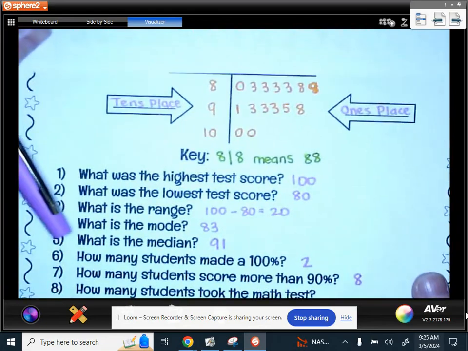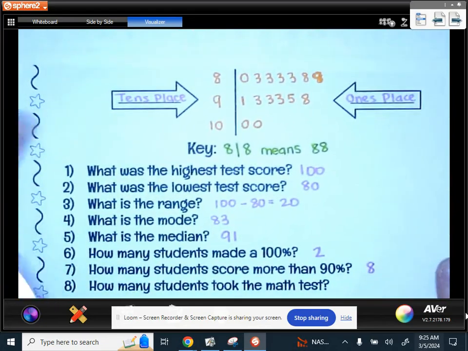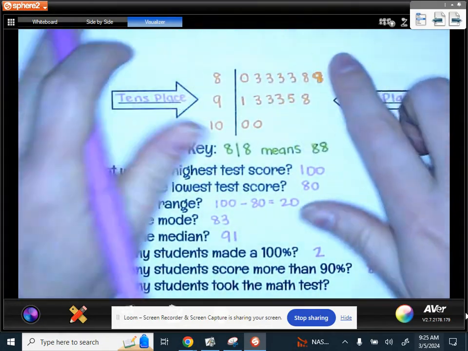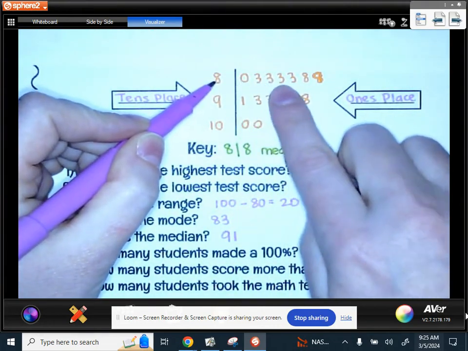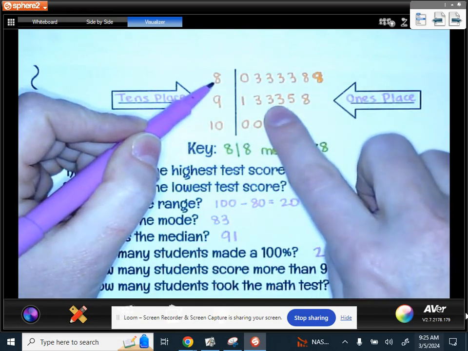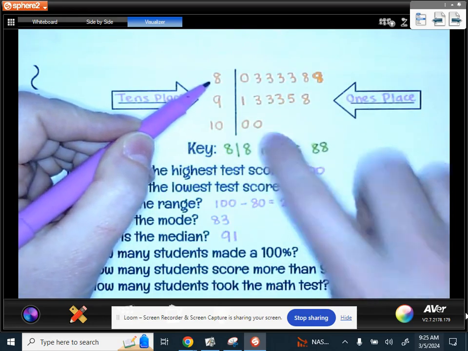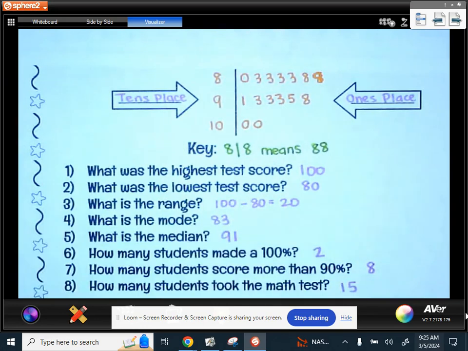And then for how many kids took the test, that's all of our leaves. Remember, the stems go with the leaves. So 1, 2, 3, 4, 5, 6, 7, 8, 9, 10, 11, 12, 13, 14, 15 students took the math test. Okay, so that is how you can make a stem and leaf plot and how you can answer some basic questions about the stem and leaf plot.